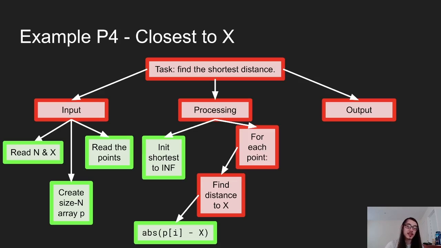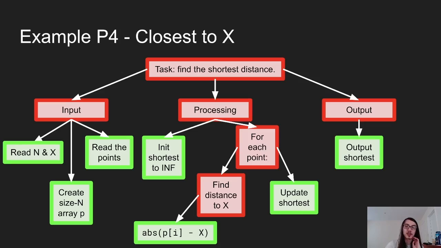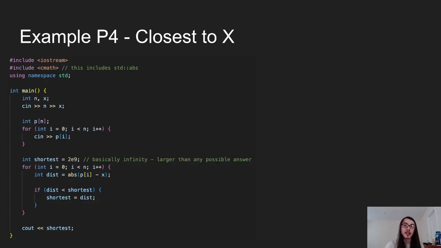And once we have the distance, now we want to see if this distance is better than the previous distances. If so, then this distance is now the shortest distance, and otherwise it doesn't change. So ultimately we update shortest with our current value, and we either change it or it stays the same. And after we process all points, the final task is output, but that's simple because we just need to output a single number. And here's the code for that. It should be pretty self-explanatory. You can pause and look at it or check it out on the site if you want.